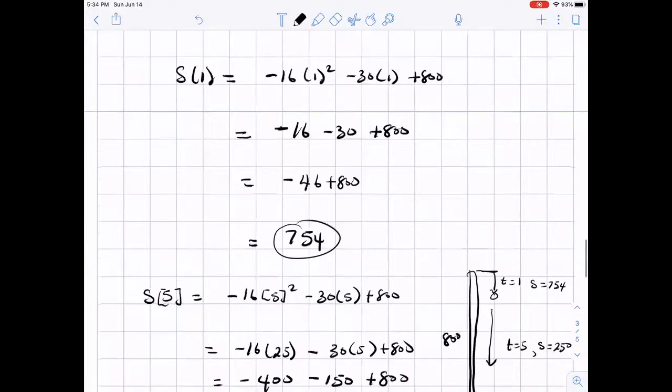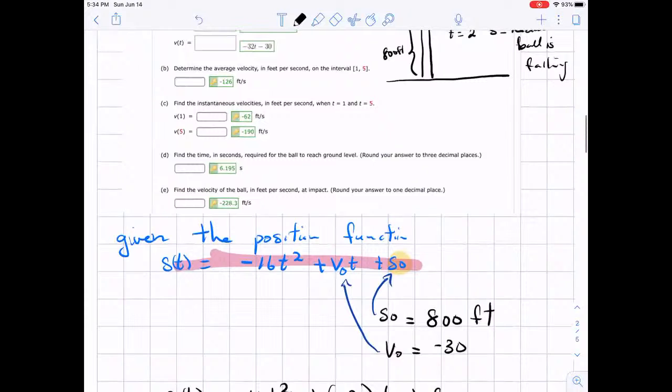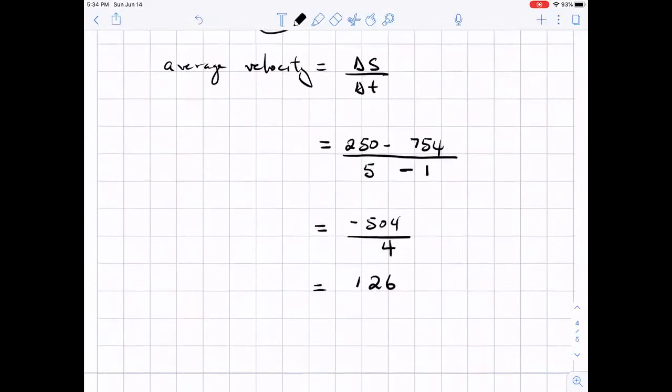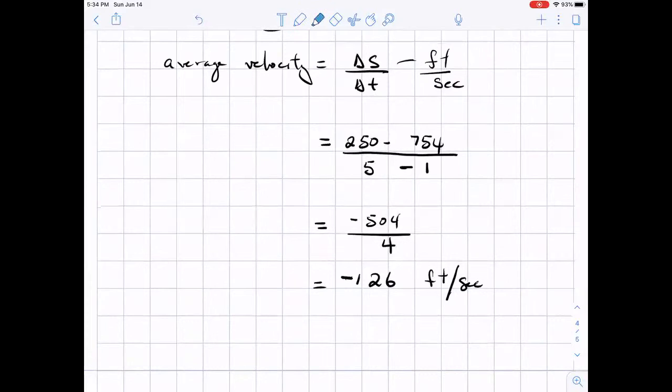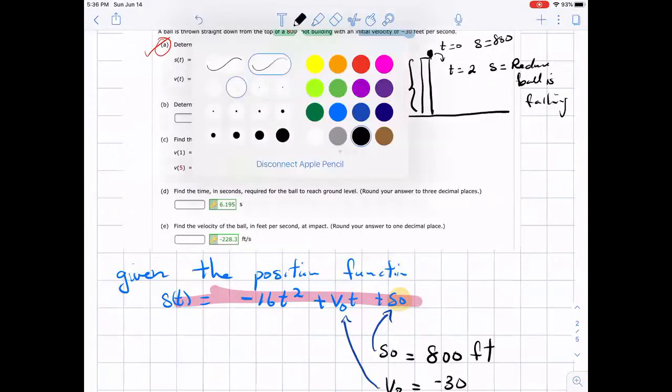Now be careful, if you look back at the problem, it's asking you for the average velocity. And remember, the units here are feet, and the units here are seconds. So the answer has to be feet per second. Now it's going to be negative. That negative implies that it's moving downward. So we're done with part B here.